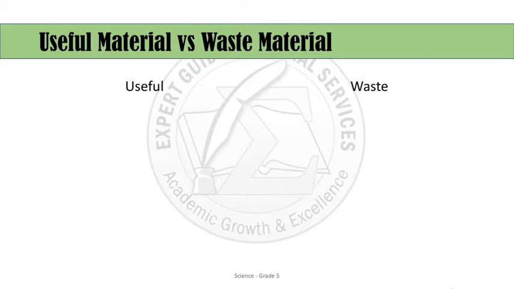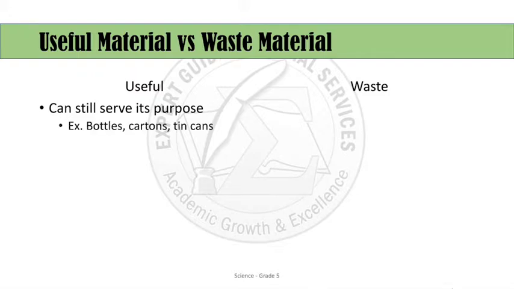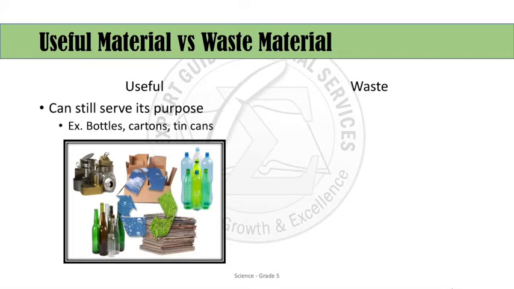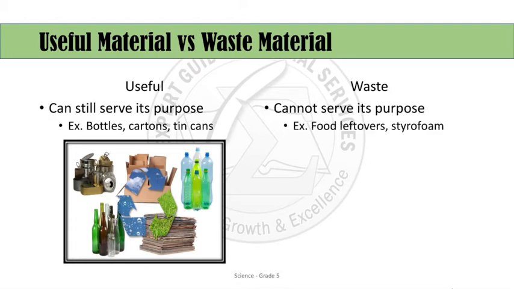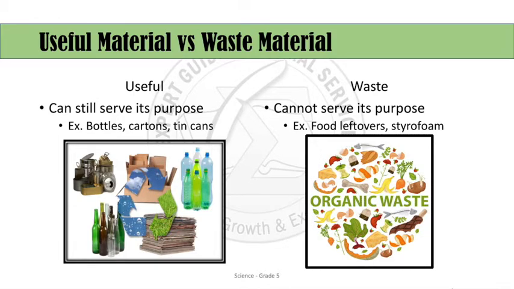Okay, so last time, we talked about the properties of matter. To apply that in waste management, we must first know the difference between useful materials and waste materials. Useful materials are materials that can still serve their purpose, for example bottles, cartons, and tin cans. Waste materials are things that cannot serve their purpose, like leftover foods and styrofoam, because you can't use leftover foods anymore.